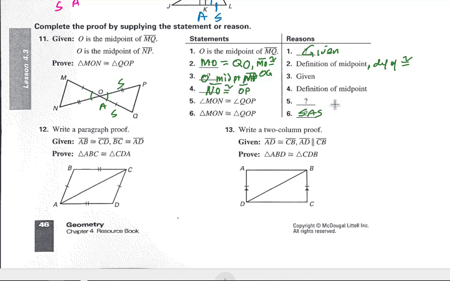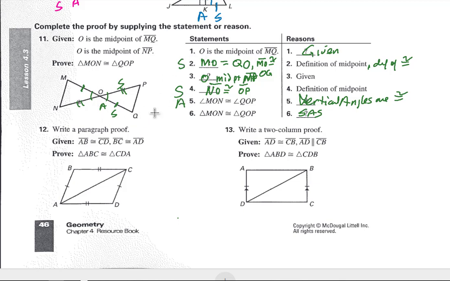Third thing we have to do is get the vertical angles in there. Angle MON is going to be congruent to angle QOP, and that's because vertical angles are congruent. So we've set up a side angle side pattern in the proof. We've established that. So we can say that the triangles are congruent by side angle side.